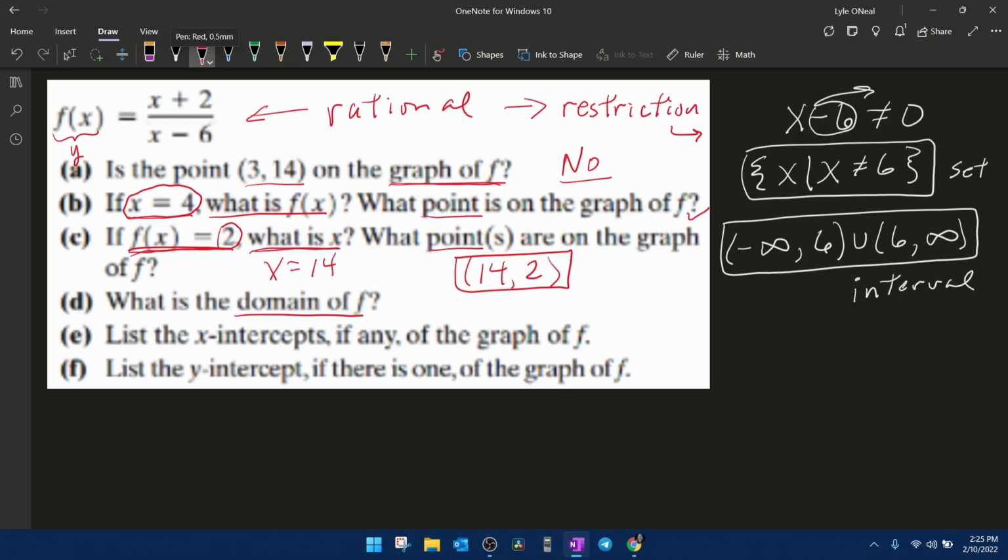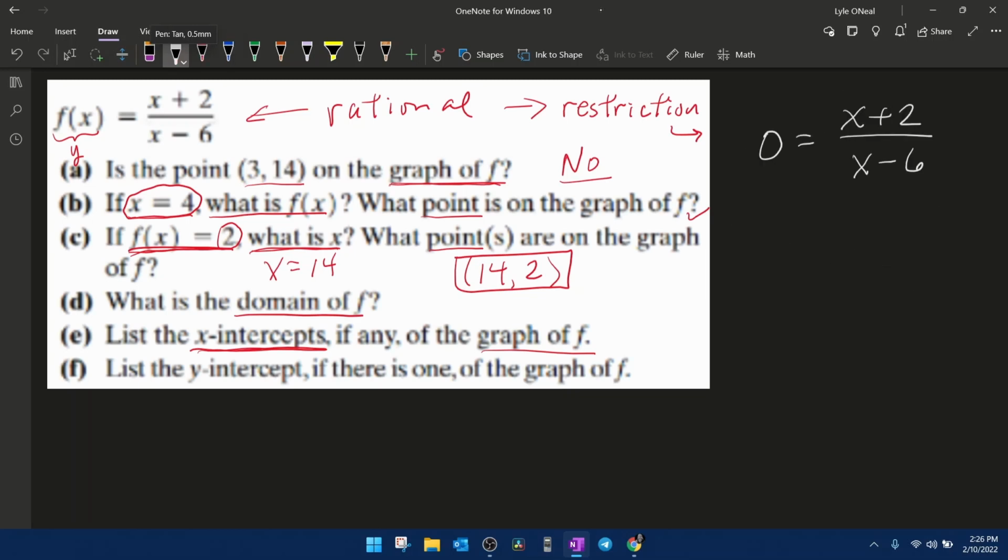Part E, list the x-intercepts, if any, of the graph of f. We know that x-intercepts occur where y is 0. So we're going to need to replace f of x with 0 and solve for x. Here on the right, we now have f of x replaced with 0. In order to solve for x, the first thing I'm going to have to do is get rid of the fraction. And to do that, we're going to need to multiply both sides by the denominator.